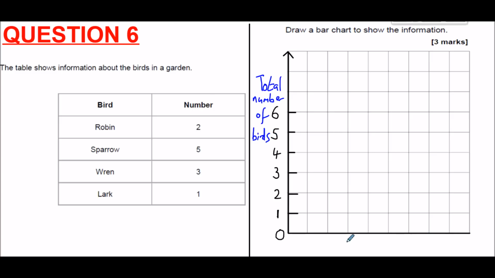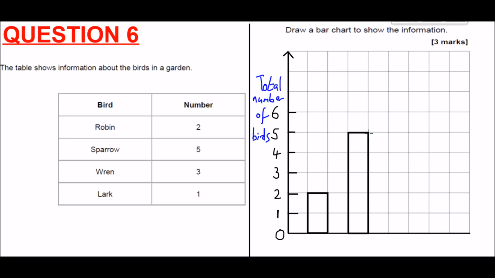And along at the bottom, what we need to do is do the bars. And so the first bar for the robin, for example, is 2. So we need to do a bar 2 high that represents the robin. And the sparrow, 5 sparrows are seen, so we do a bar going up which is 5 high.